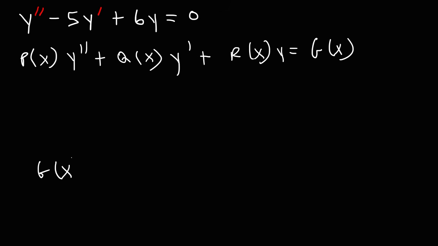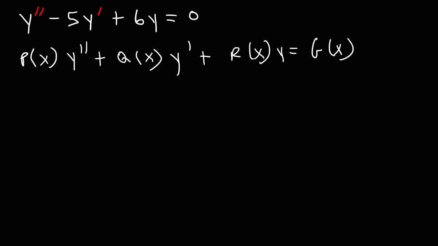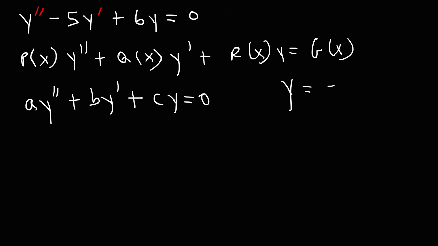Now, when g of x is equal to 0, what we have is a homogeneous linear equation. If g of x doesn't equal 0, then we have a non-homogeneous equation. Now, when p, q, and r are constant functions, we have this equation: a y double prime plus b y prime plus cy equals 0. And a typical solution of this equation is in the form y is equal to e to the rx.